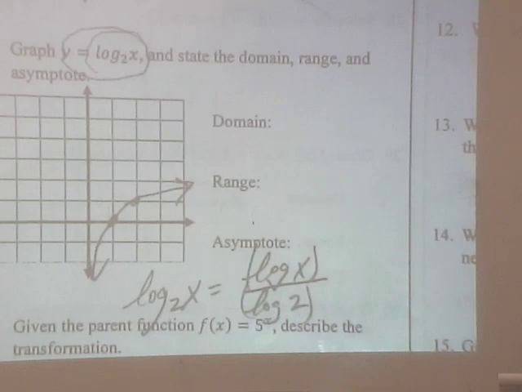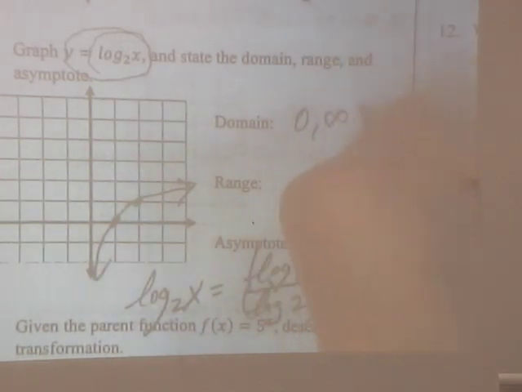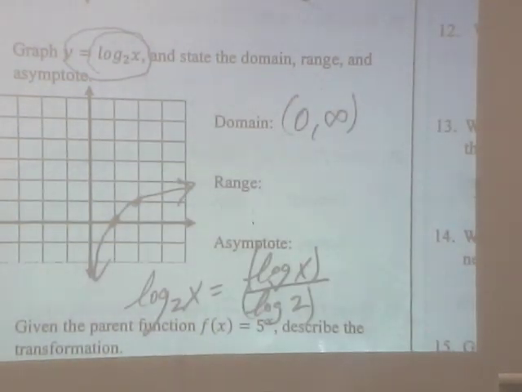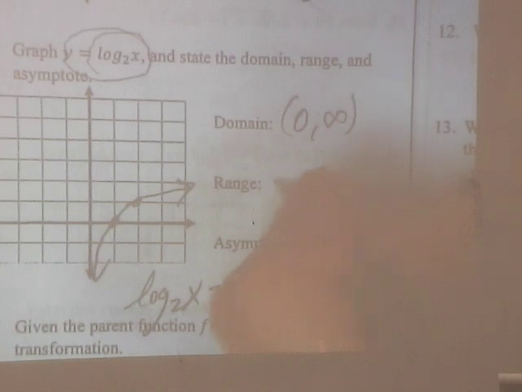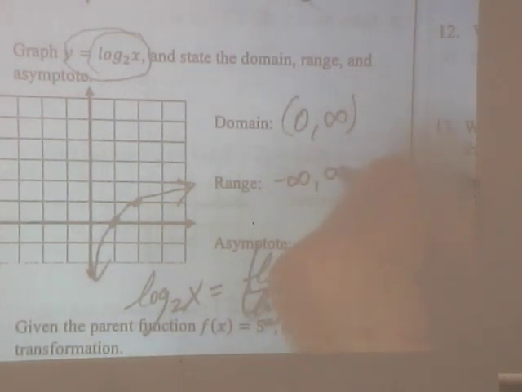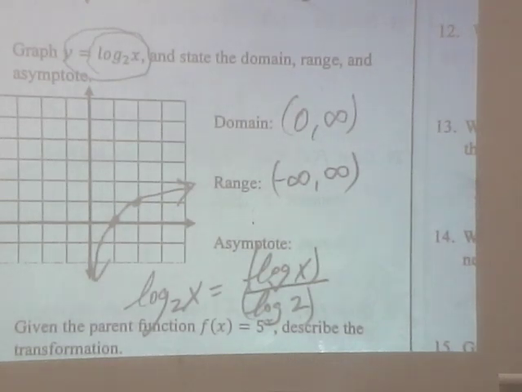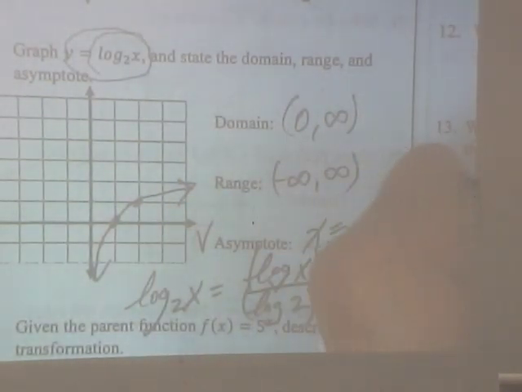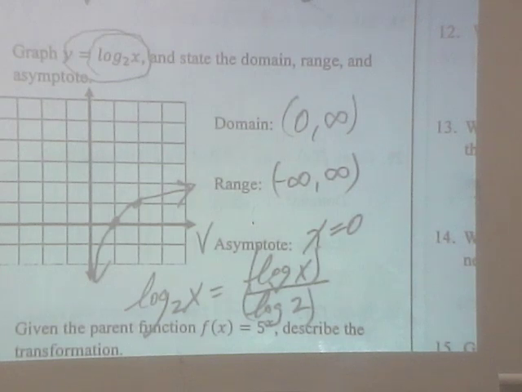So what would the domain be? How far left, how far right? X is greater than 0. So you could say 0 to infinity, not including the 0. How about the range? All real numbers. And any asymptotes? Is that a vertical asymptote? X equals 0. We're good?